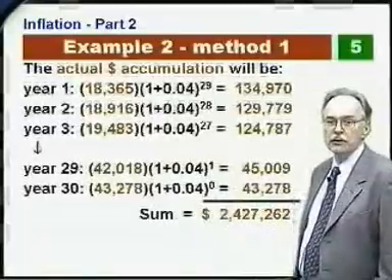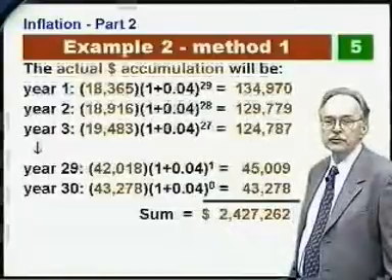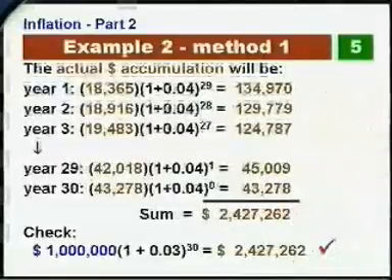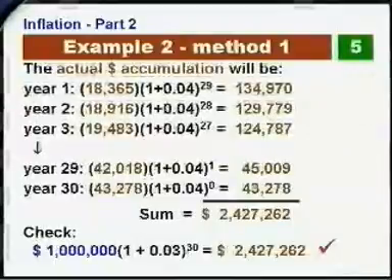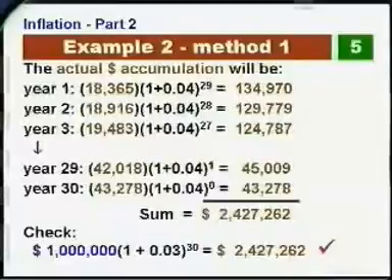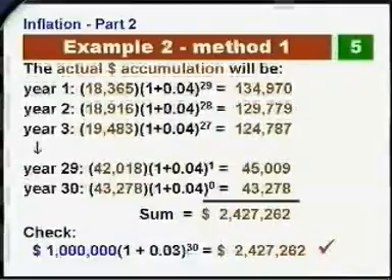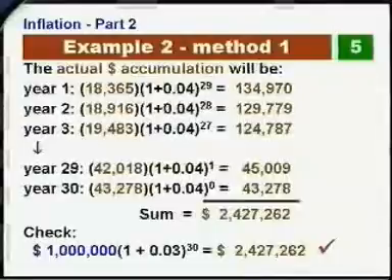We need to make a check to see if that's equal to the $1 million in terms of purchasing power. So we take the $1 million in today's purchasing power, factored up with the inflation rate of 3% for 30 time periods, and lo and behold, we do get $2,427,262. So if we use method 1 and make that series of actual dollar deposits, our bank account will then have $2,427,000 and something in it, and that will then represent $1 million of purchasing power.